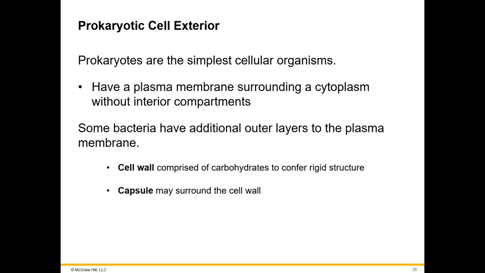Some bacteria will also have an additional outer layer to that plasma membrane. Some are composed of cell walls with carbohydrates to give a rigid structure, and some bacteria have what we call capsules that may surround the cell wall. So they could have additional layers for protection on their exterior membrane, either being a cell wall or a capsule.